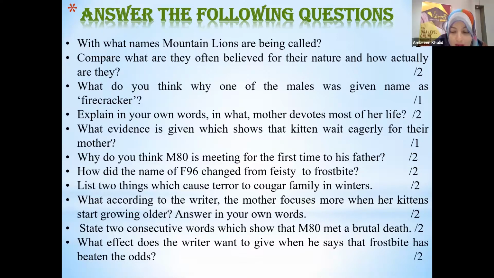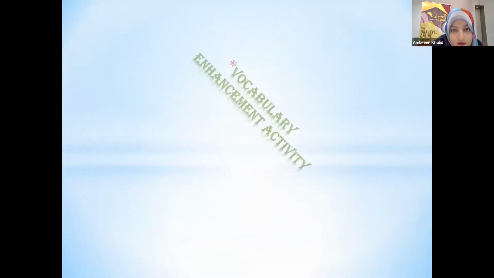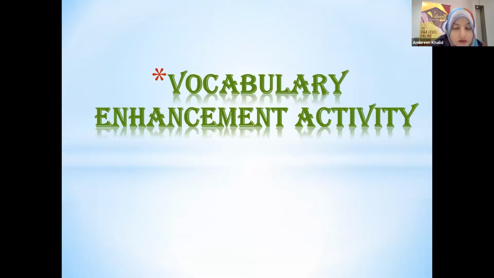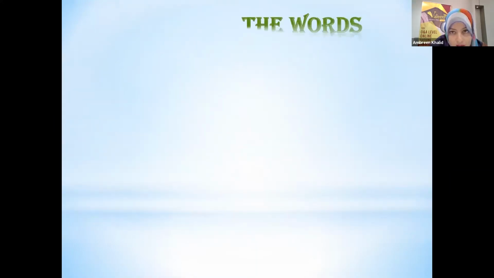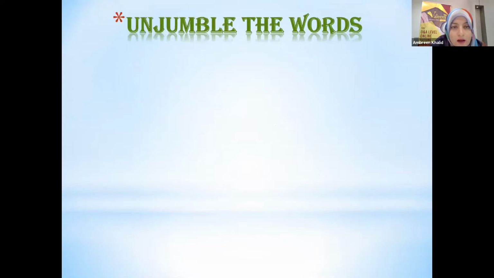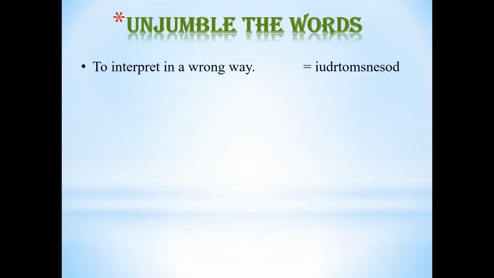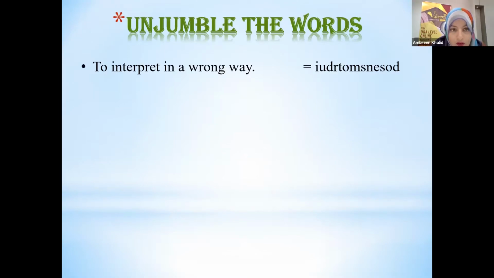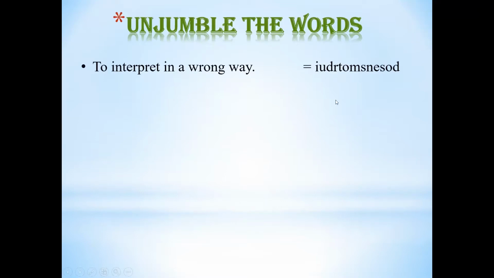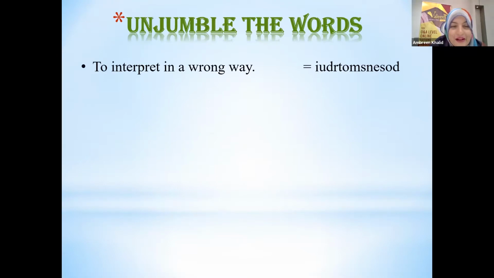Now we are moving on to the last part of today's session, which is the vocabulary enhancement activity. The activity is you have to unjumble the given words. These are not anagrams. The meaning is given for each word. The first word: misunderstood? Very good, you are very quick. But wait for your turn, okay? Ashraf, this one is for you.